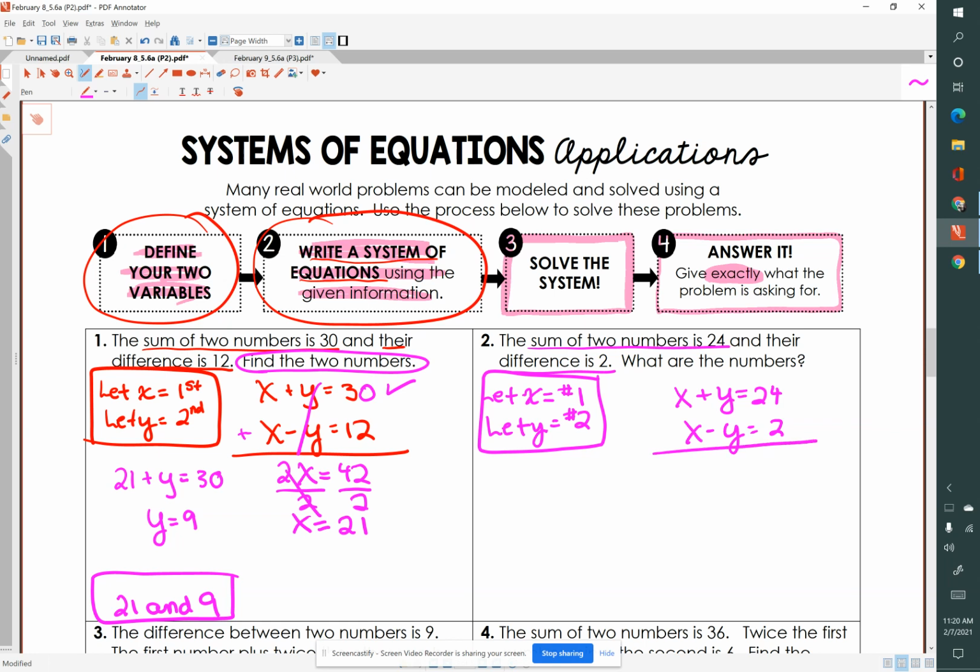And again, this is just like the first problem. I've eliminated my y's, so I've got 2x equals 26. Divide by 2, and x equals 13. So let's just look at the first equation. If x is 13, 13 plus y equals 24, and clearly y equals 11. So my two numbers are 13 and 11.